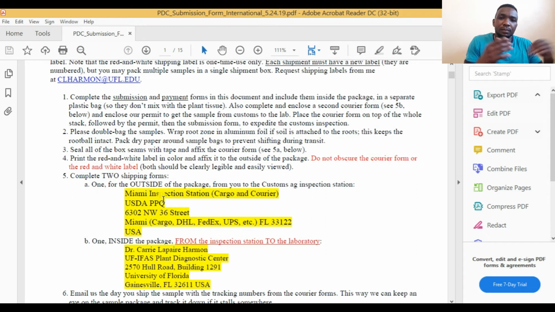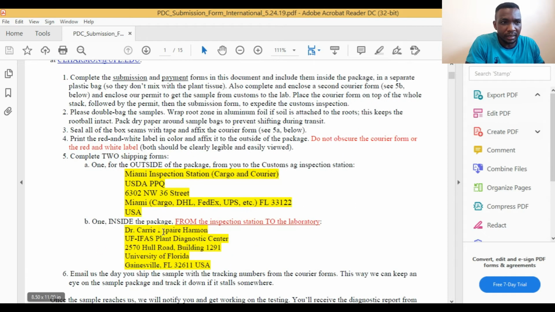So what happened is, in sending the sample, it has to leave. So let us use the country that I'm in, Turks and Caicos Islands. It has to leave Turks and Caicos Islands to this address, Miami Inspection Station, and then from Miami Inspection Station to this address, Dr. Carey Lapierre Armand.